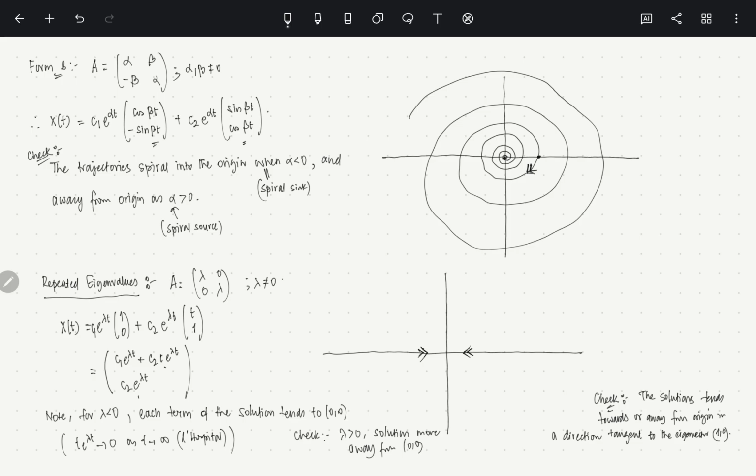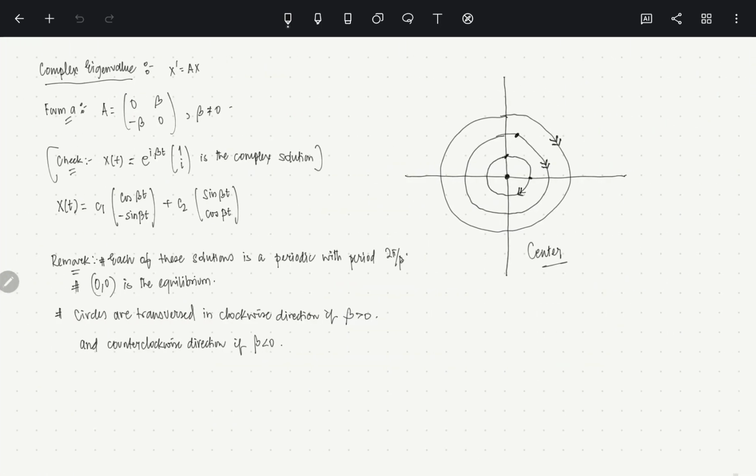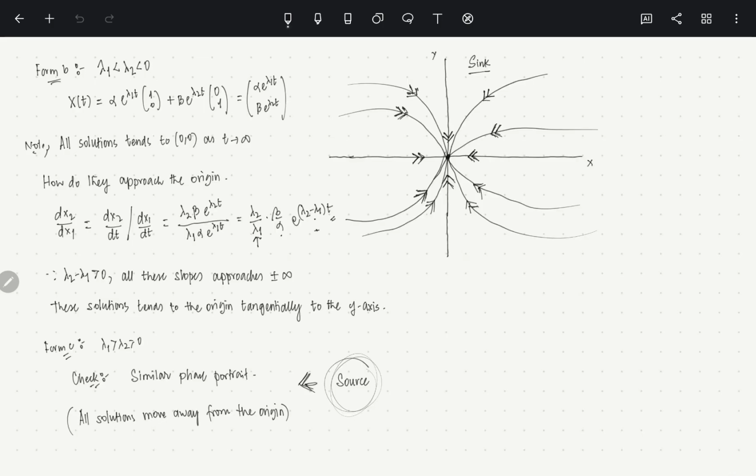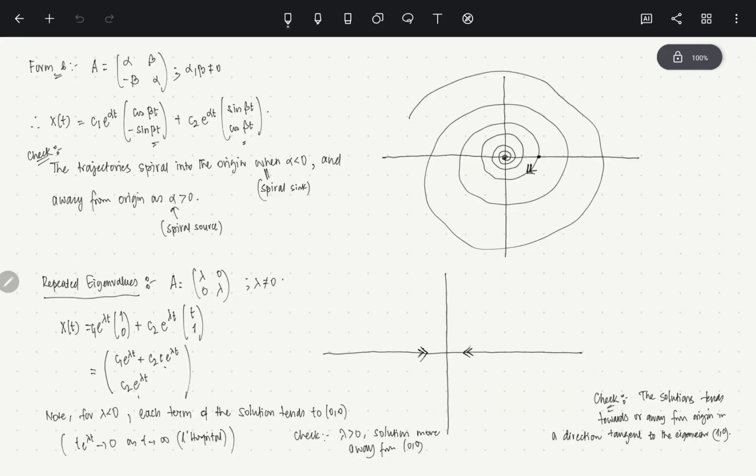You remember we did this analysis initially in the first case, the slope analysis. You also do the slope analysis here. Yeah, please do this part. You do the slope analysis and show that the direction of the solution is tangent to the eigenvector 1, 0, so basically tangent to the x-axis.